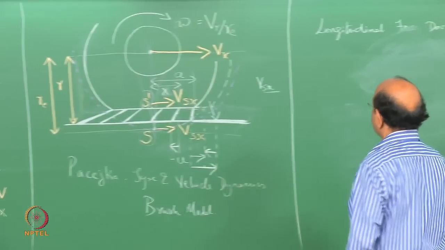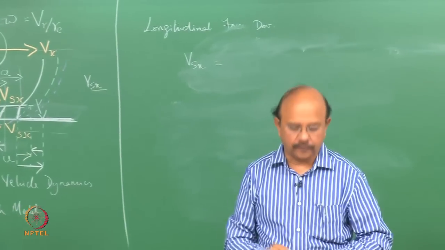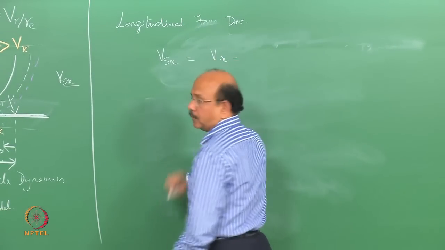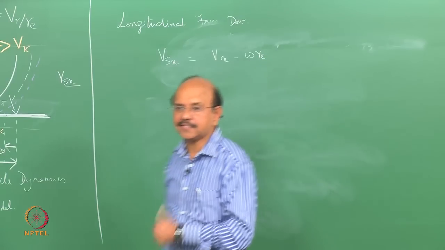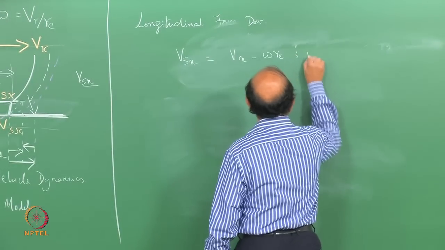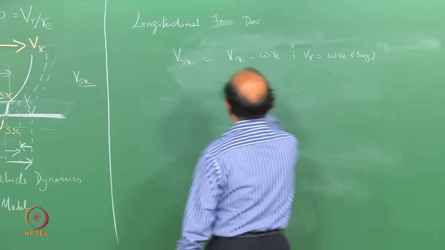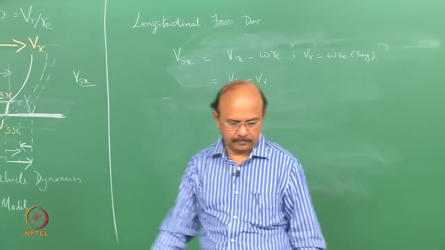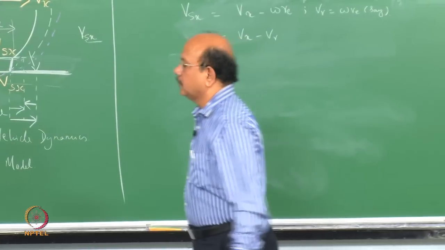So first, let us look at what VSX is. As I told you, VSX is the difference between the velocity of the ground, VX, minus omega into RE, which is where S is sitting, which we can call R. So let's say VR is equal to omega RE, so that VSX is VX minus VR. Any questions?